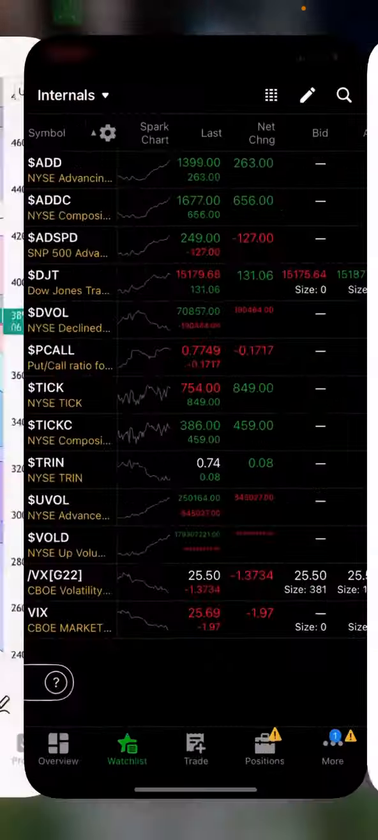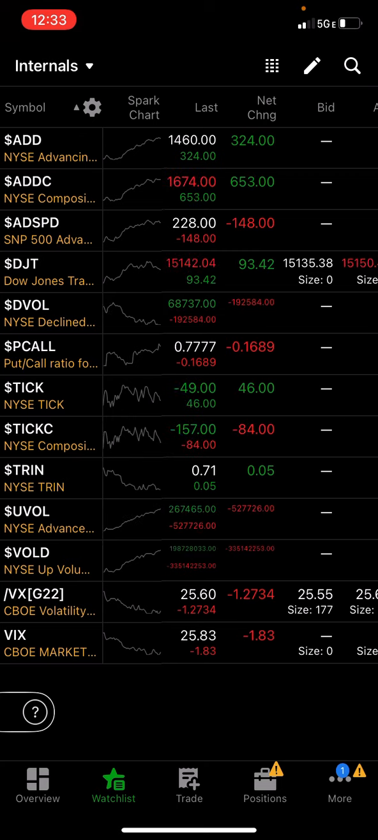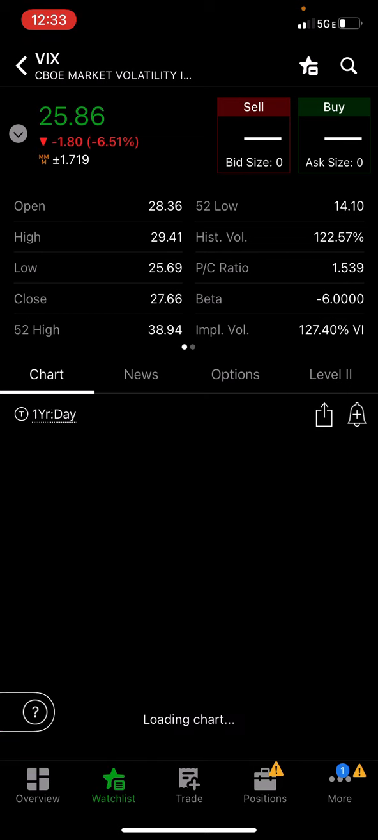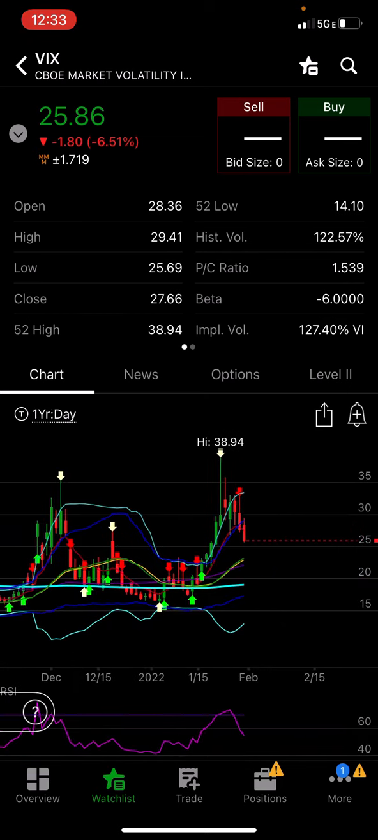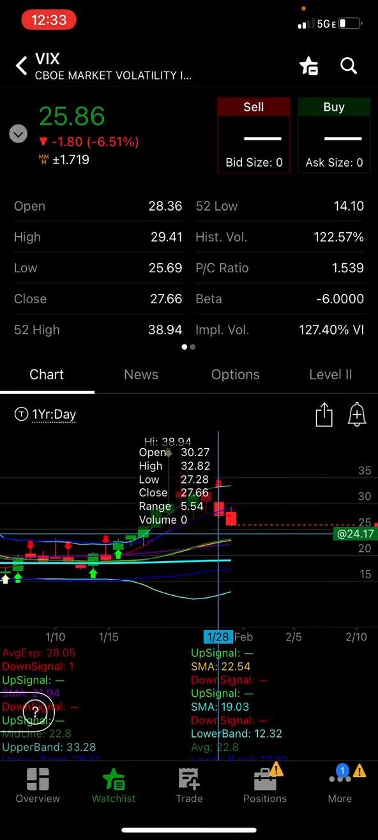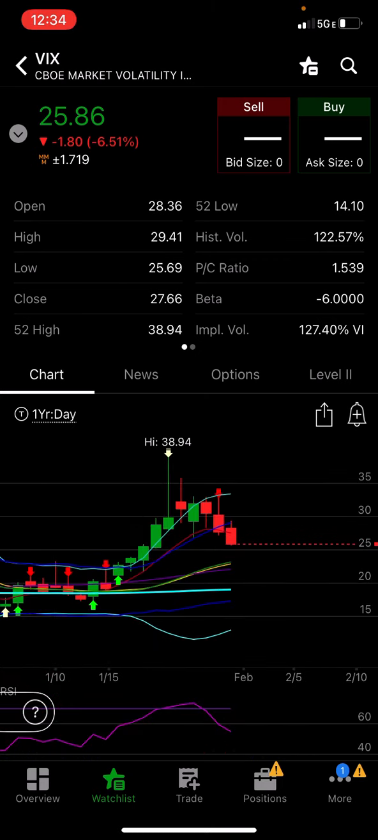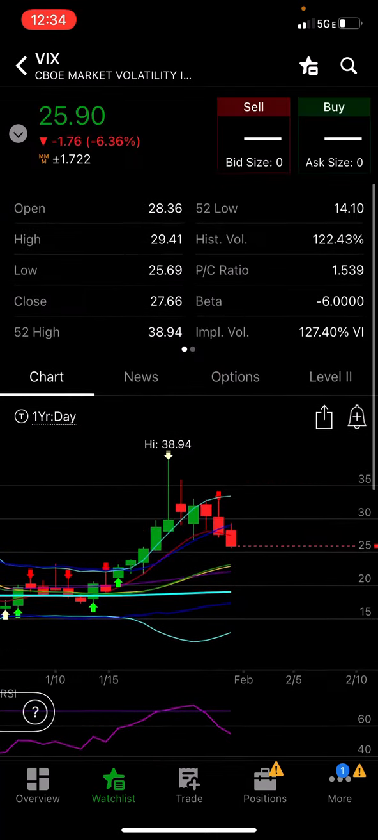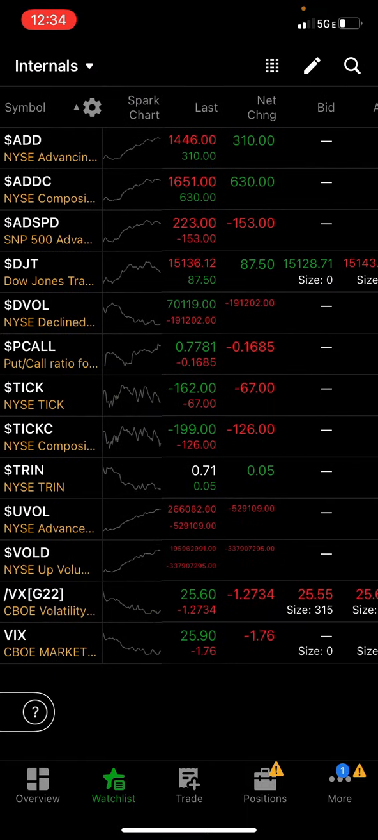Okay, so let's head over here real quick to the internals I have on my mobile. So VIX just absolutely getting crushed throughout the session, right? And that's just beautiful right there. We're below 26 here. You look at this here, making lower lows, lower highs, breaking below yesterday's low, breaking below that 8 EMA. Momentum indicators all curling down. Just looks good for the bulls here.